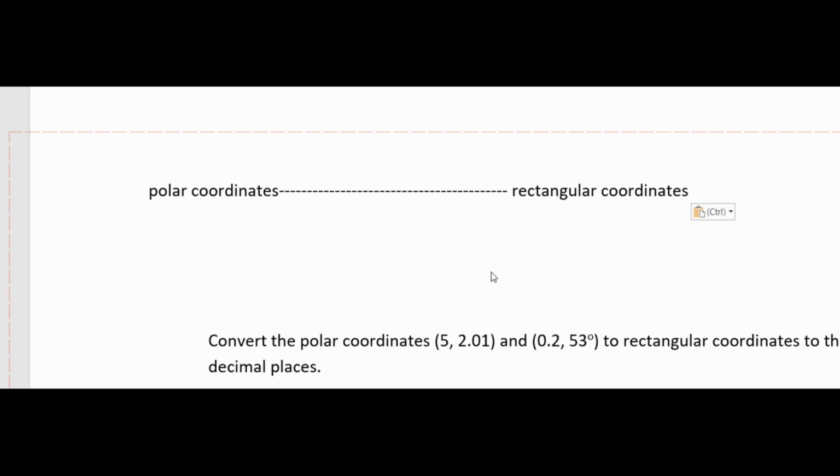Hello everyone. Today I'm going to explain how we can convert polar coordinates to rectangular coordinates. Given one point, how can we locate this point?